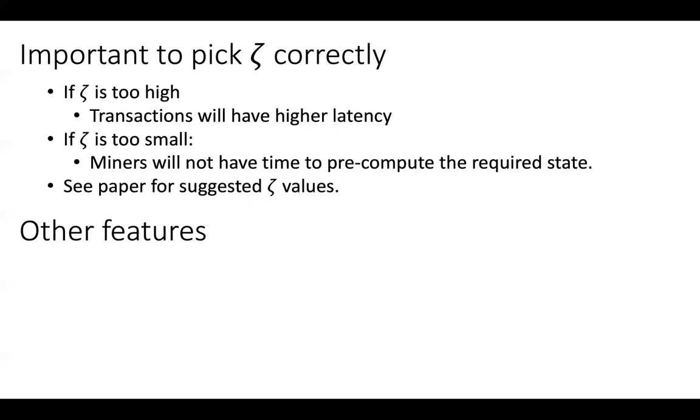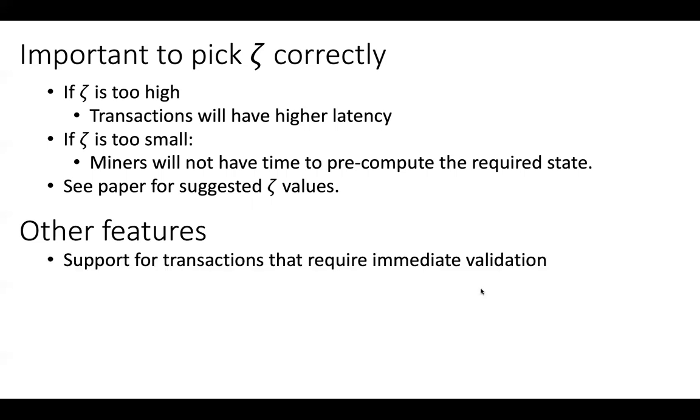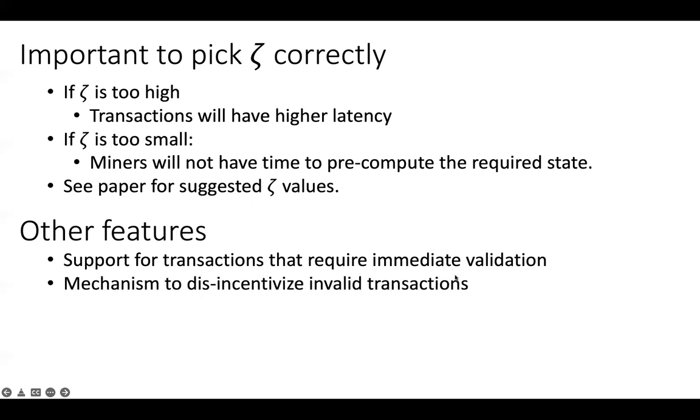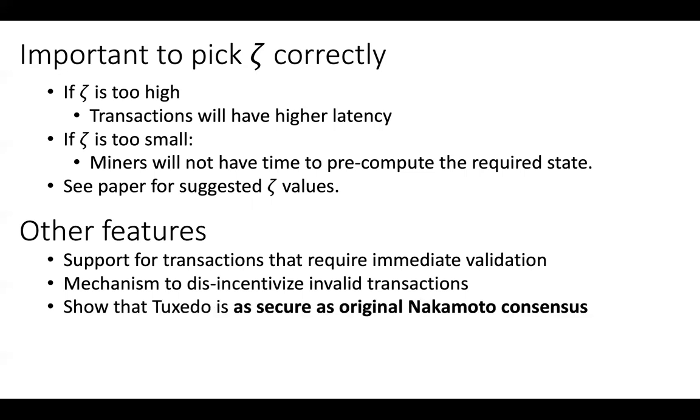We also have other things in the paper. We show how to support transactions that require immediate validation. We also provide a mechanism to disincentivize invalid transactions. We also show that Tuxedo is as secure as the original Nakamoto consensus.